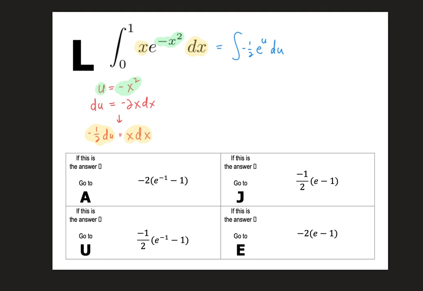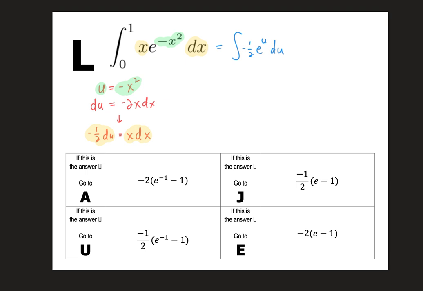Okay, so this is what we want. We want to go from x's and a dx to u's and a du. No x's anymore, just u and du. That's really our goal every time if you're going to do U sub: to have no x's and just u's and du's.